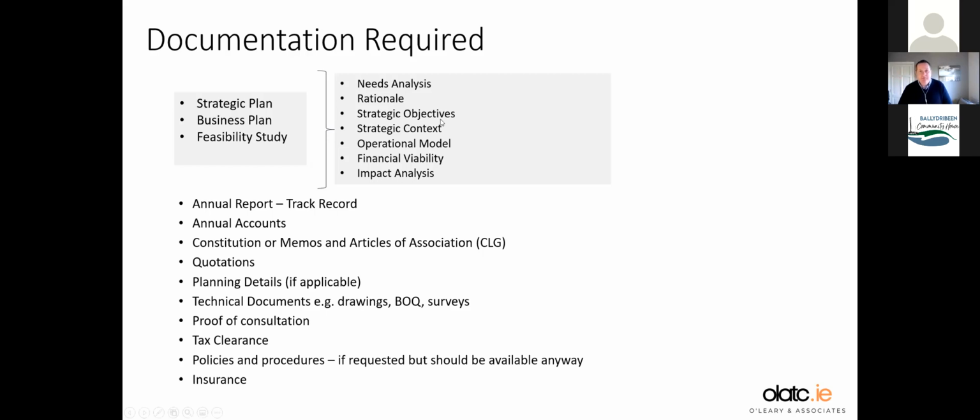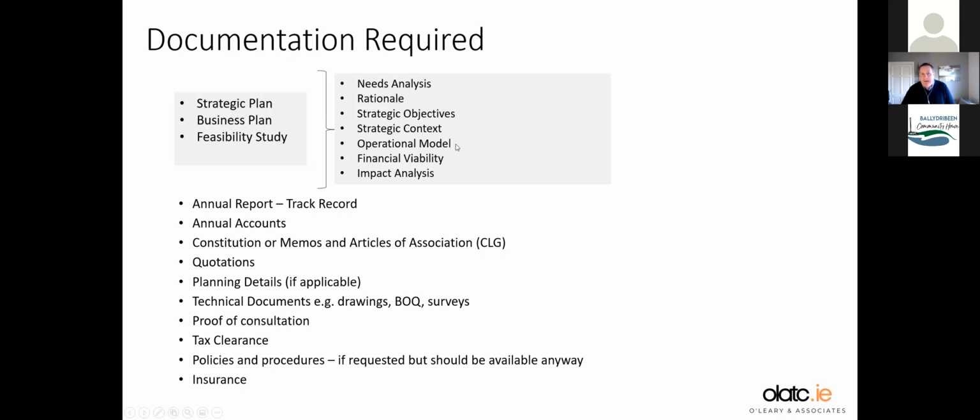So they've identified a need for a community building, and we're now working on that with them in terms of where they can put it, how much it will cost, etc. So they can very clearly say there's a need for it. What are their objectives? How does it tie in with their overall organizational objectives? And then this one is the big one, which I talk about, the strategic context. How does it fit in with national policy, local policy, regional policy?